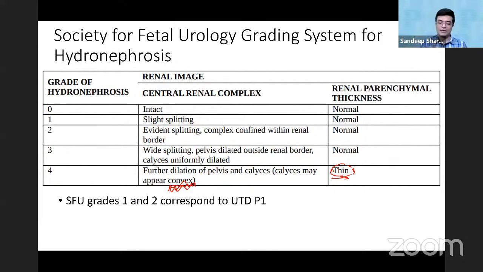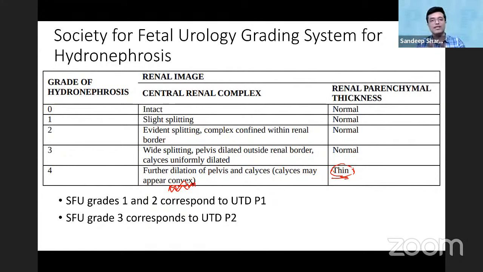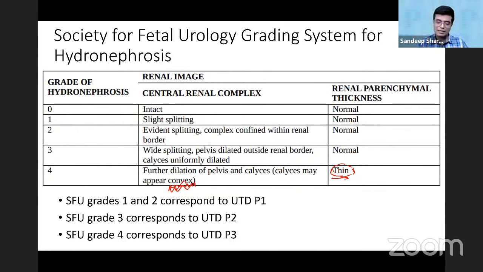So SFU grade 1 and 2 will correspond to UTD P1. P1 is the postnatal low risk category. SFU grade 3 will correspond to UTD postnatal second number, that is P2, intermediate risk. And SFU grade 4 will correspond to UTD P3, right? So the severe one, high risk, is the SFU grade 4 correlation.